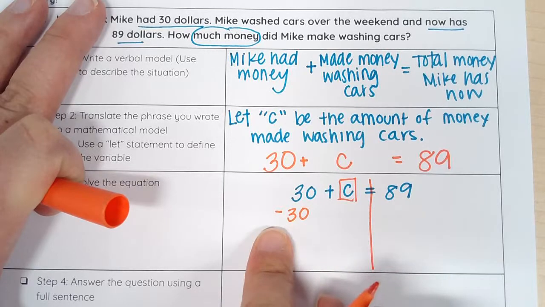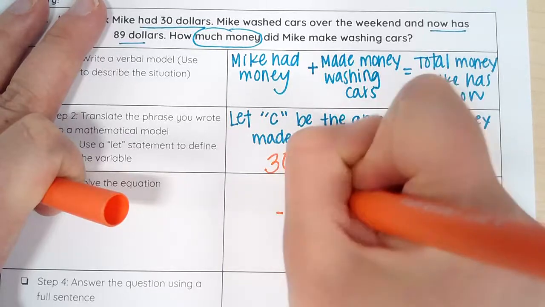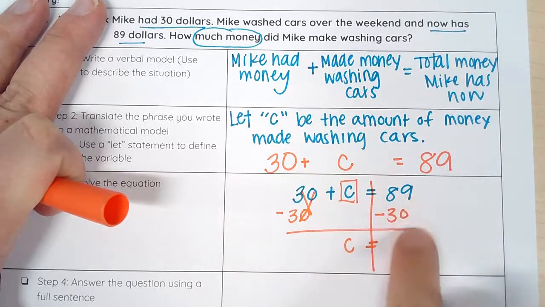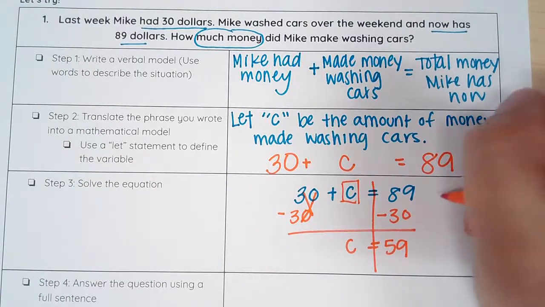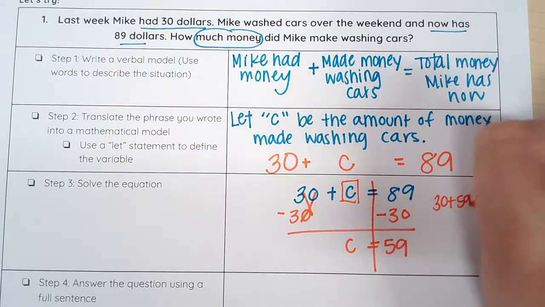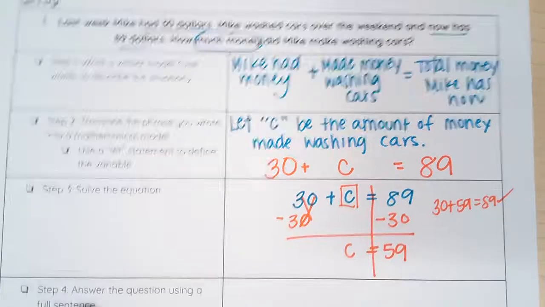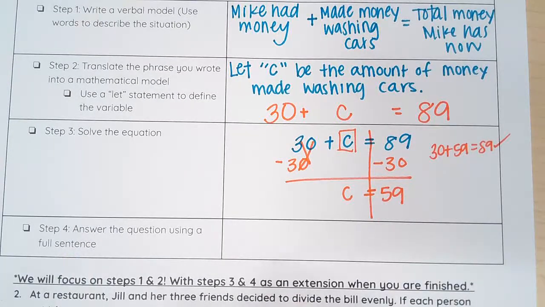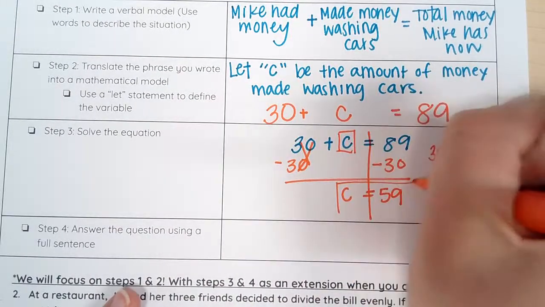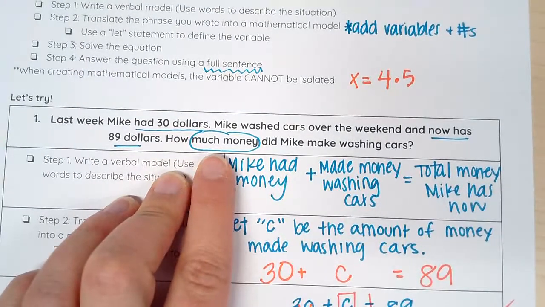To isolate that variable, I inverse by minusing 30 on both sides. C is 89 minus 30, which is 59. I can check my work: 30 plus 59 equals 89. Check, that is correct. And now I write my answer in a full sentence. So I'm not just going to say, okay, 59. I'm going to answer the question. I'm going to go back here and it says, how much money did Mike make washing cars?